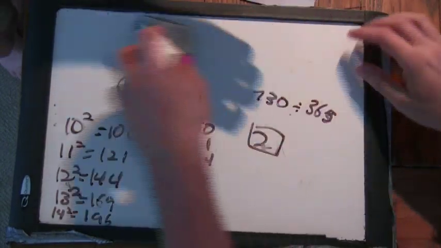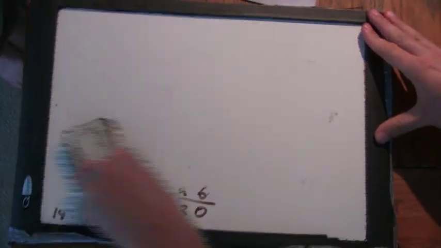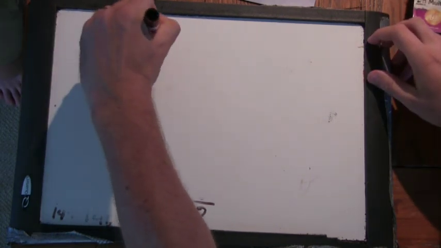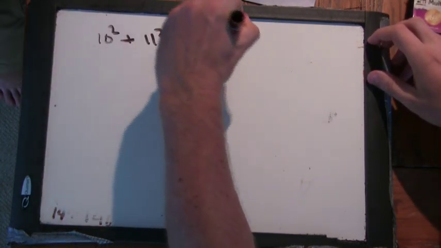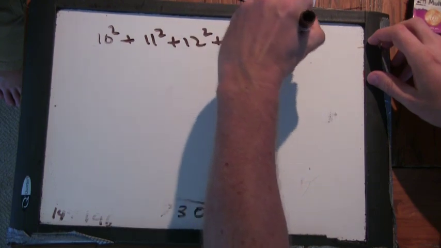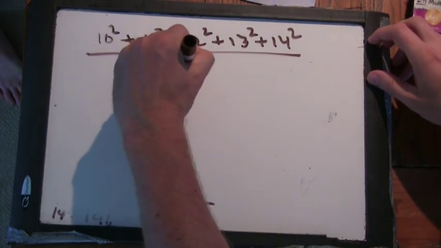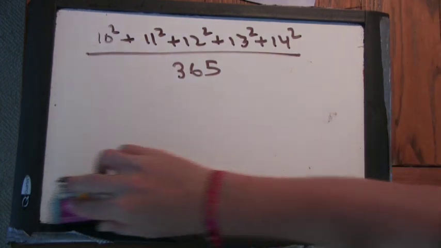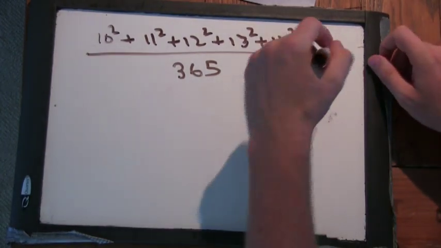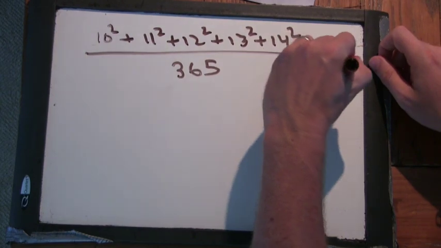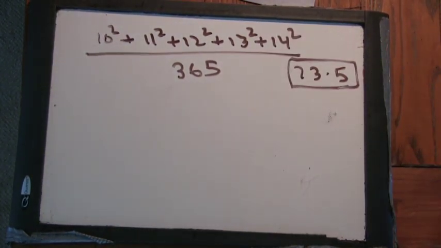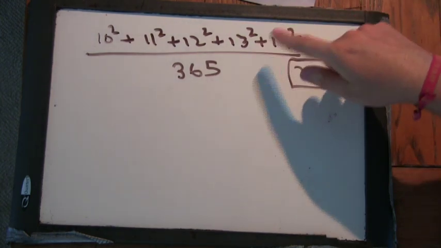Okay. So I saw this problem this way when I saw it. It was 10 squared plus 11 squared plus 12 squared plus 13 squared plus 14 squared, whole thing divided by 365. Okay. So I saw that 365 was 73 times 5, just like you guys did, so that was important. And then I wondered what I might do on the top.